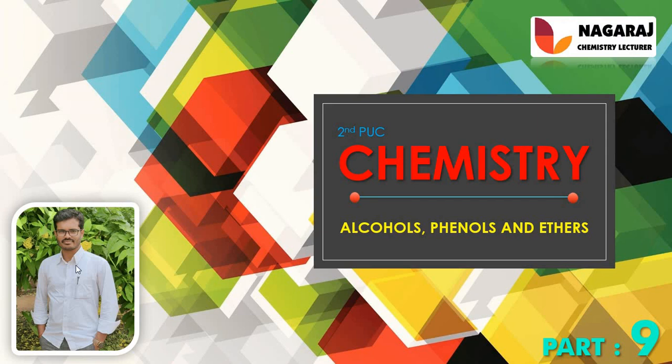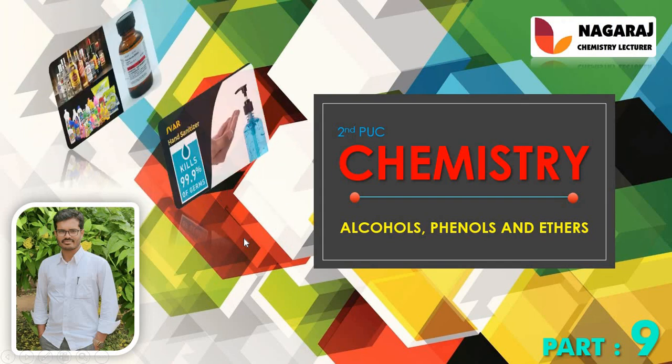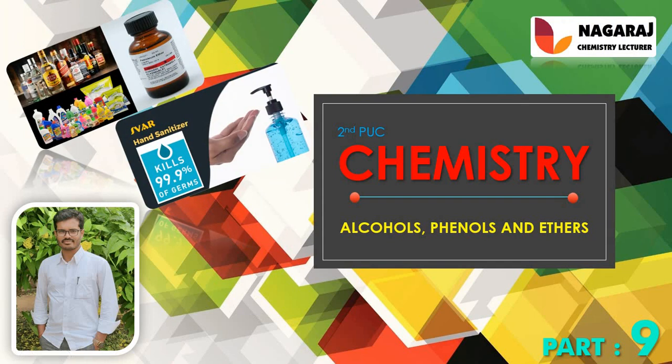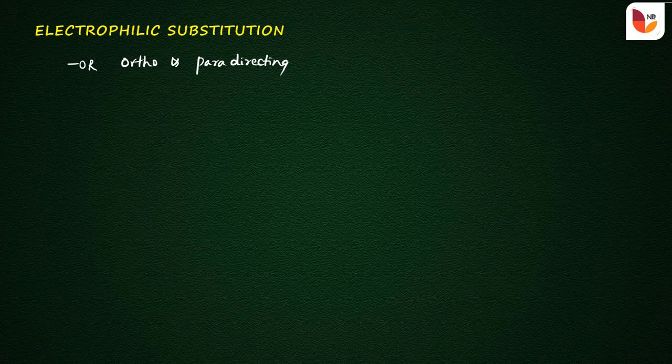Hello students, welcome back to chemistry class, and today we are going to discuss the electrophilic substitution reactions of ethers. The alkoxy group present in the ethers, that is, the OR group, is ortho and para directing, and it activates the aromatic ring towards electrophilic substitution reaction.